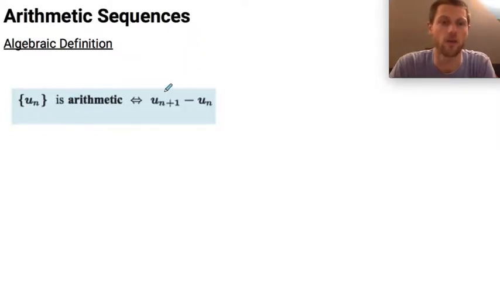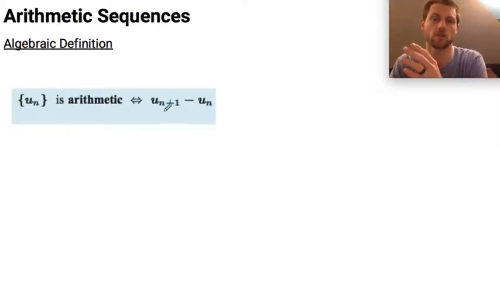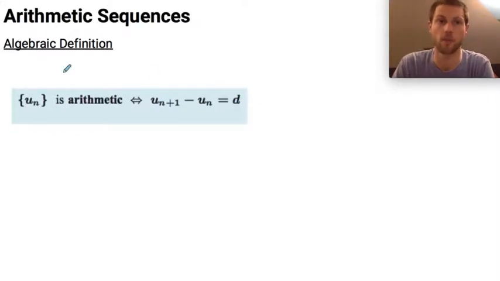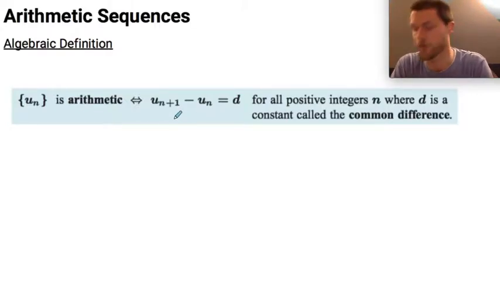If and only if u sub n plus 1 minus u sub n equals d. What this means is if I subtract two consecutive terms, u sub n, which is just any general term, and u sub n plus 1, which is whatever the next term is, and it's equal to some constant number, then it must be arithmetic. So we'd say this is true for all positive integers n. Those are my natural numbers, my counting numbers, where d is called the common difference.